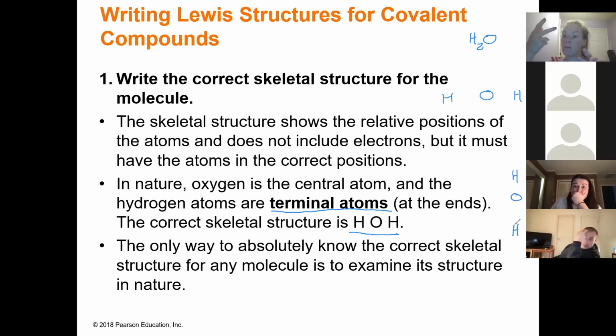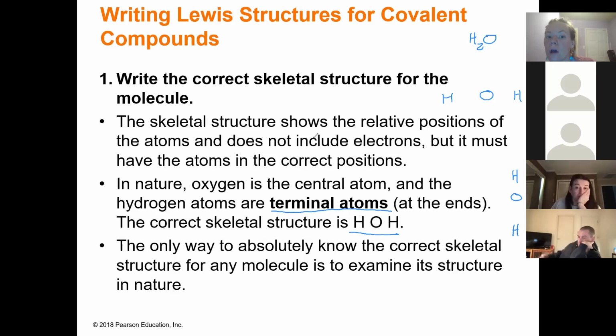These are 3-dimensional molecules that you can rotate in space. So if I see this and I see this, I am seeing the same thing. The only way to know the absolute correct skeletal structure is to examine the structure in nature using an electron microscope. But we're good just with this idea of hydrogen liking to be on the outside.